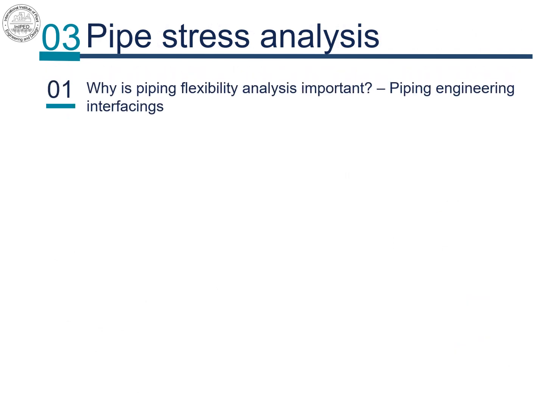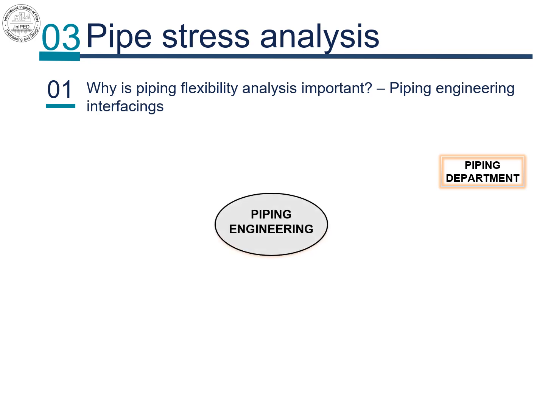As we have seen, piping department has to interrelate with other departments or parts of the project. However, within piping department itself, 2 major groups are operating. One is piping engineering group, and the other, Plant Design and Layout Group.